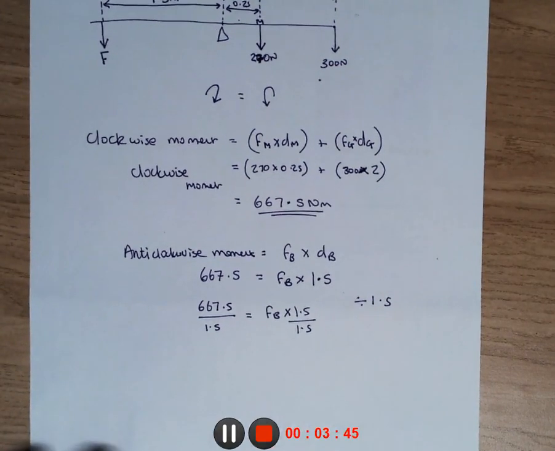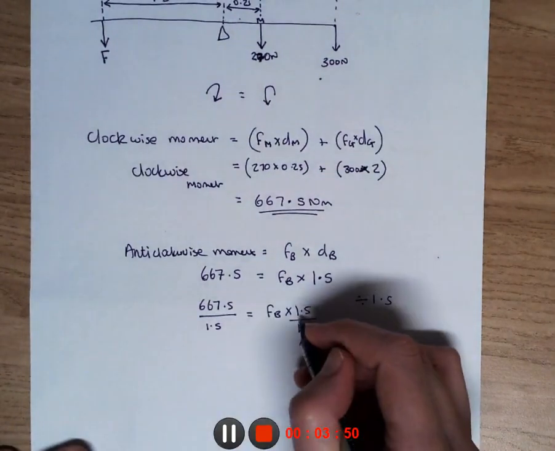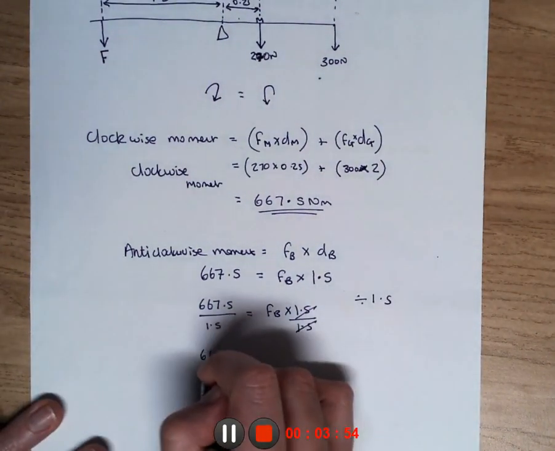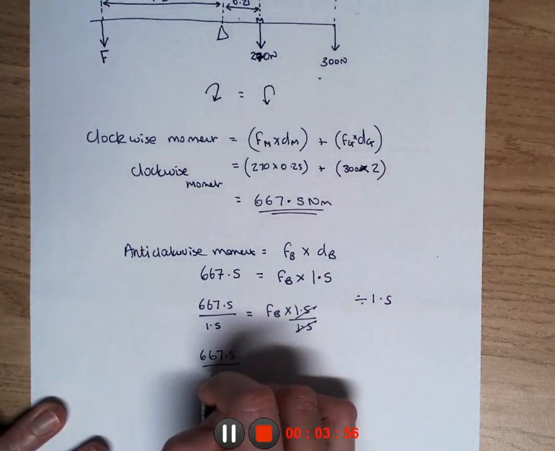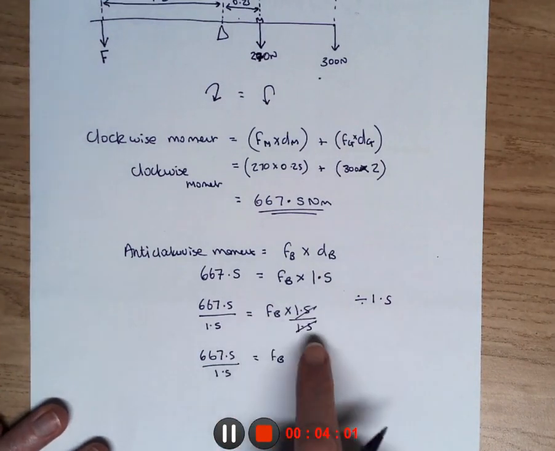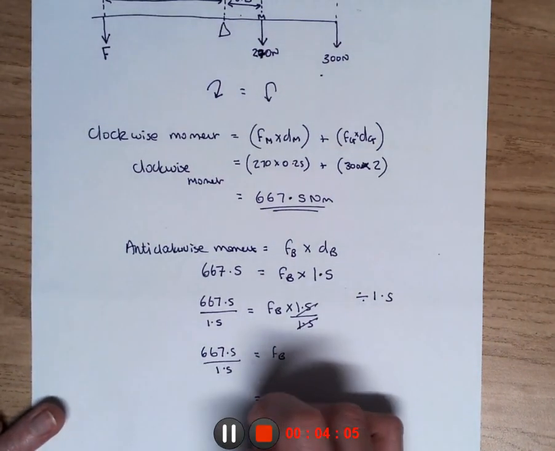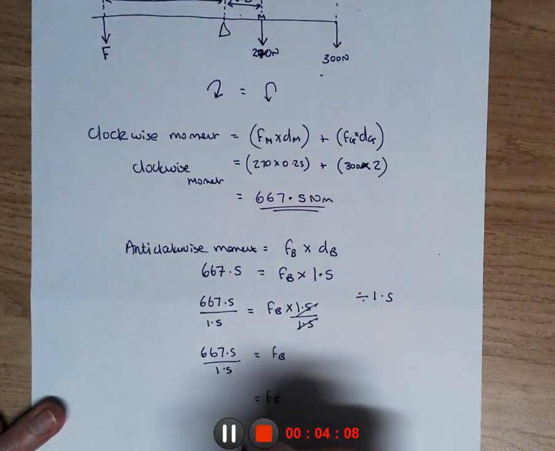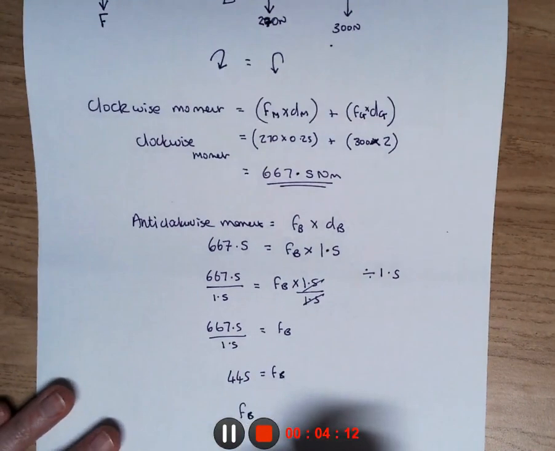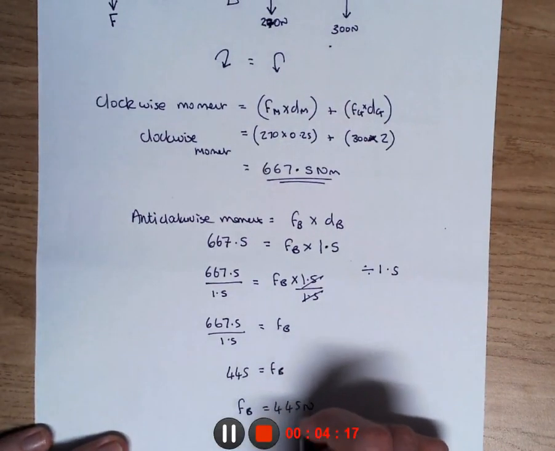I mean, you might know how to do this quicker, but this is a foolproof way of figuring this out. So we know 1.5 divided by 1.5 is 1. So we get left with 667.5 divided by 1.5 equals FB, because these two cancel each other out. We then do that calculation and we get 445. So we know that the force from the boy is 445 newtons.